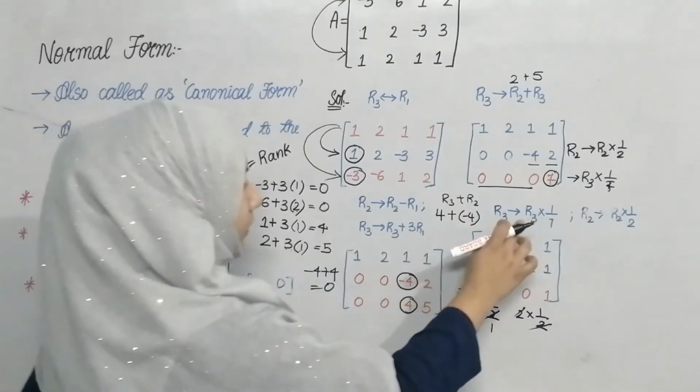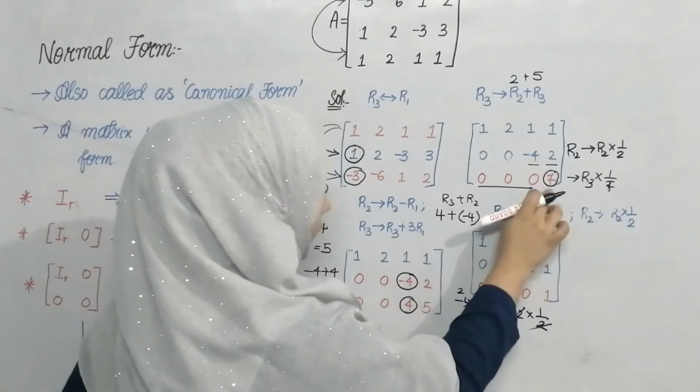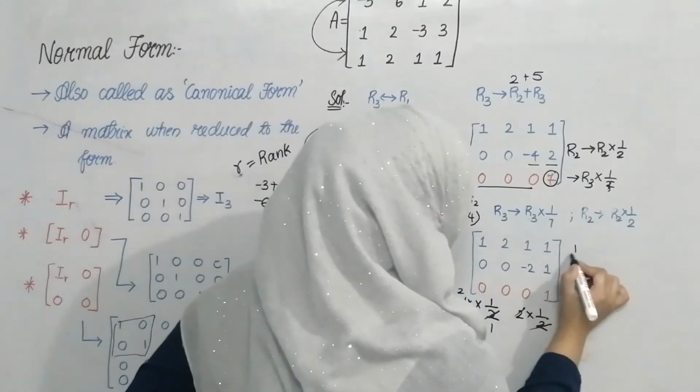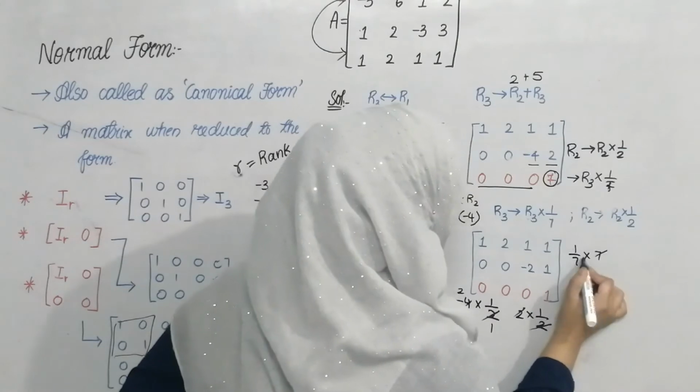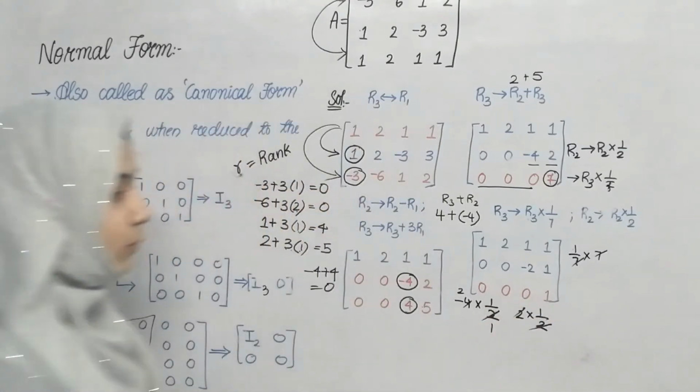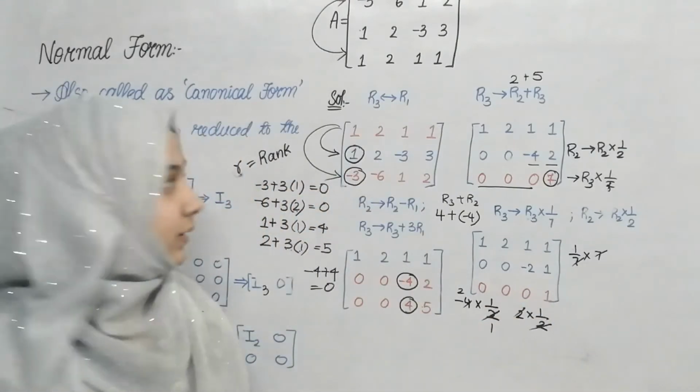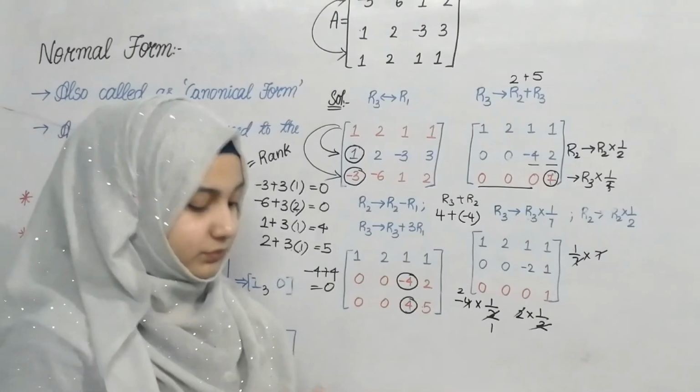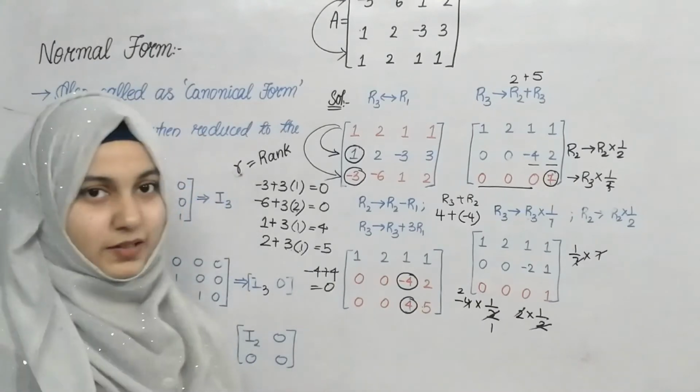Row 3 into 1 by 7. I've got only one term here, so 1 by 7 into 7. Obviously 7 gets cancelled and I'll be left with 1. Done? Let me just erase this and we'll see what happens further.